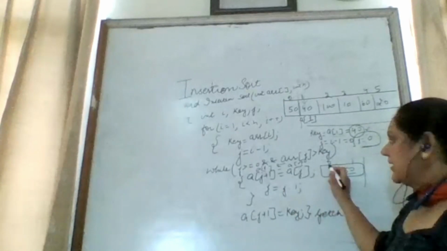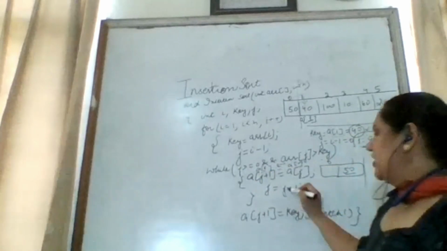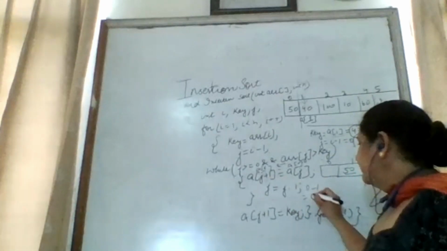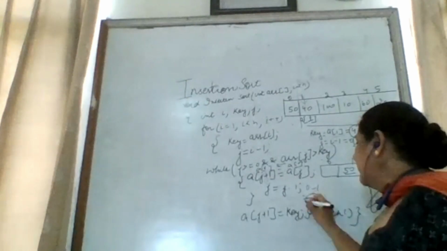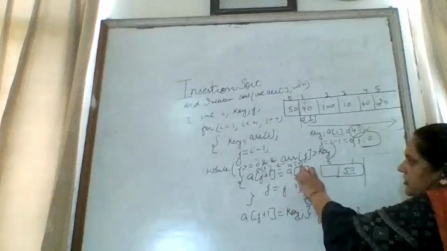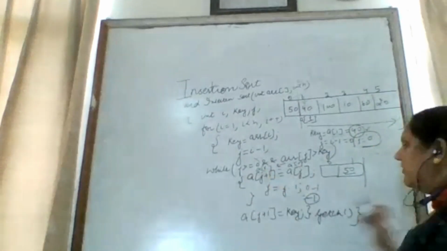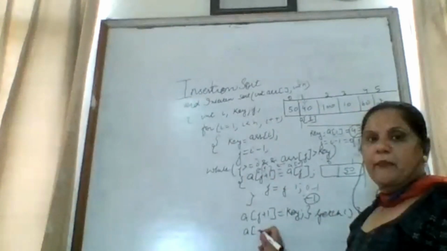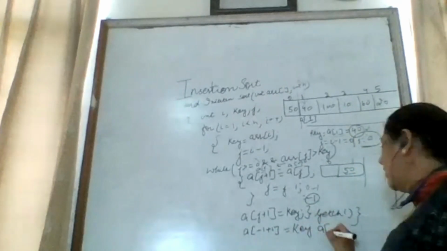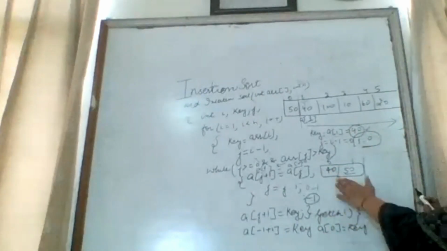Now j is equal to j minus 1. Again, j is j minus 1, 0 minus 1 is minus 1. So this condition becomes false. And we will say a of minus 1 plus 1 is equal to key. So this becomes a of 0 is equal to key. So we will substitute the key here, that is 40 and 50.